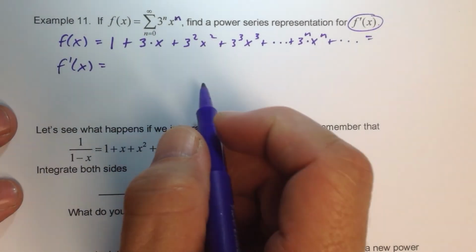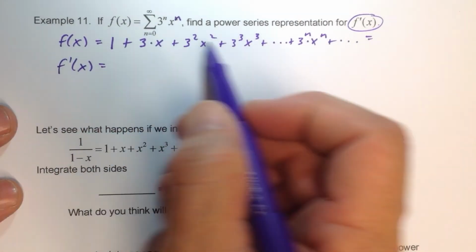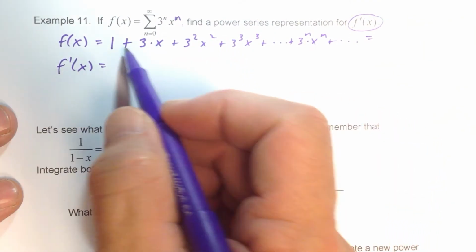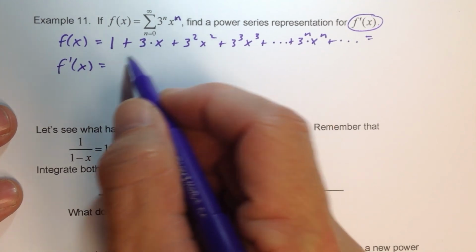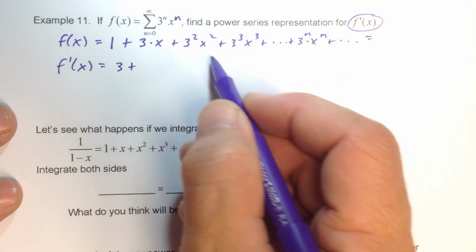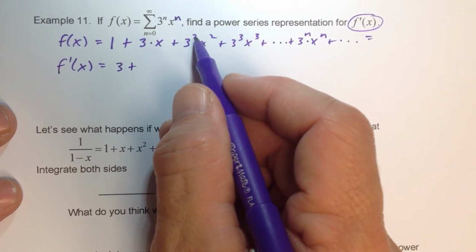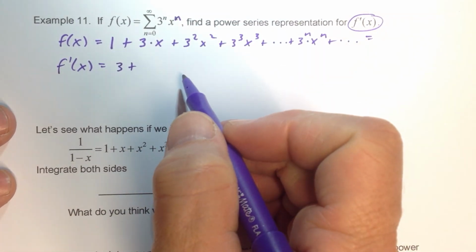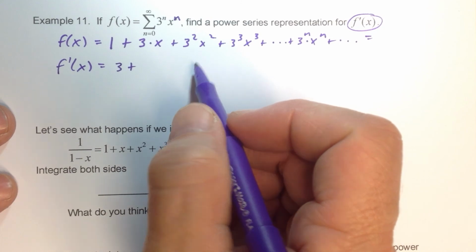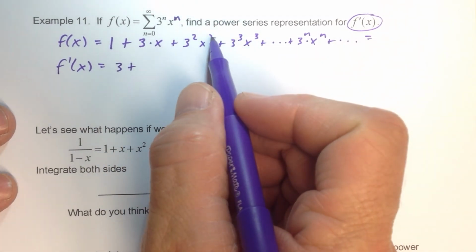F prime of x is equal to, again, we're differentiating term by term. The derivative of 1 is 0. Derivative of 3x is 3. The derivative of, now I could write this as 9x squared. I probably should, but it's kind of nice to keep the pattern going. So I'm gonna do that.